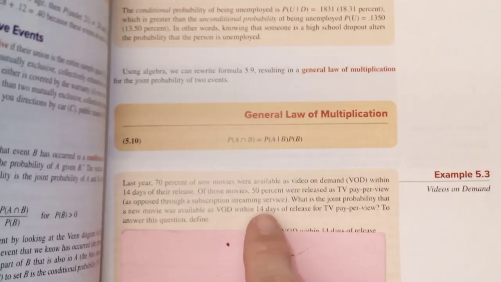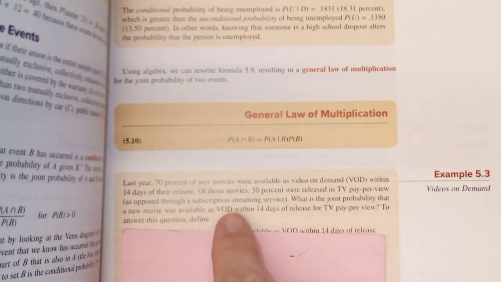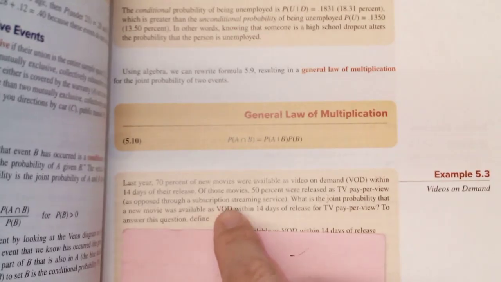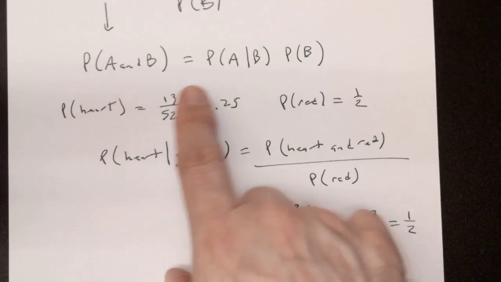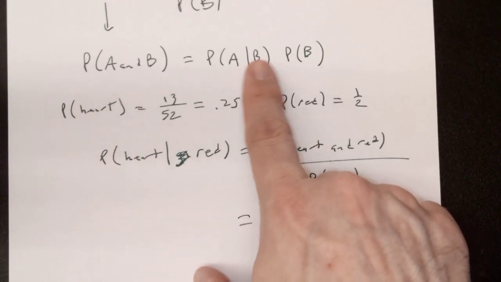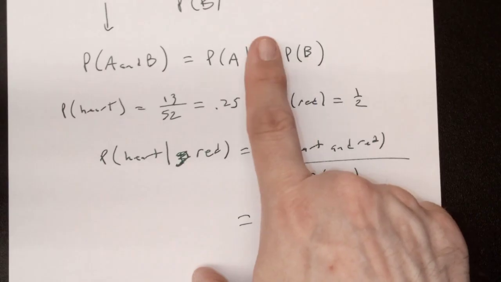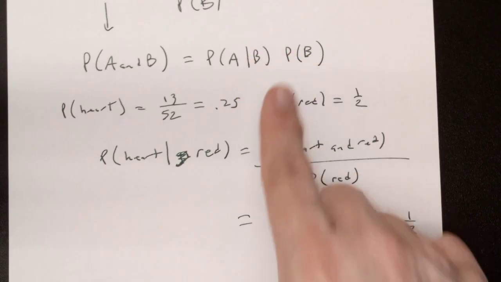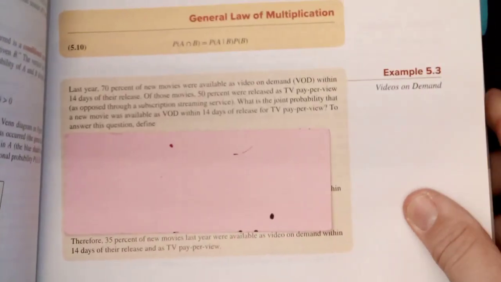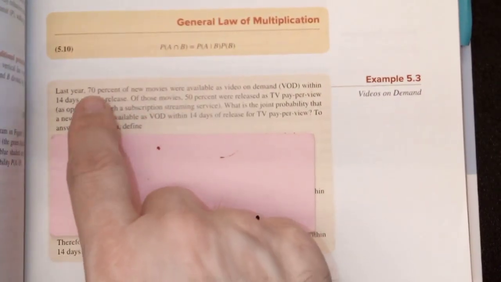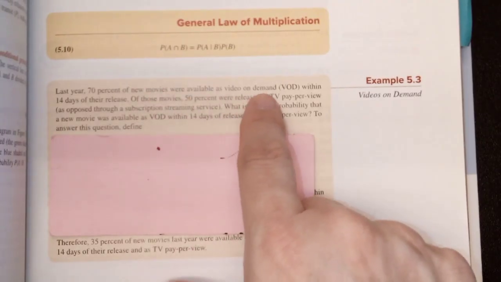So I want to know the chance of joint probability. What is the chance it was available as video and a TV pay-per-view? I'm asking about an and. So I need these two things. Let's go back and read those sentences again and see if we can figure those out. To do this, I'm going to need some A's and B's, some letters, some variables. The textbook says, 70% of new movies were available as video on demand.